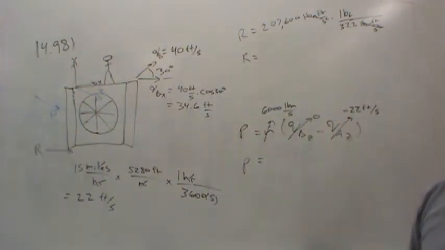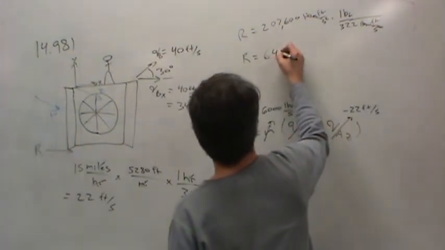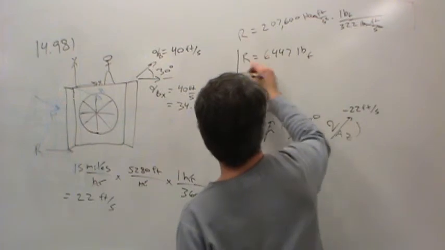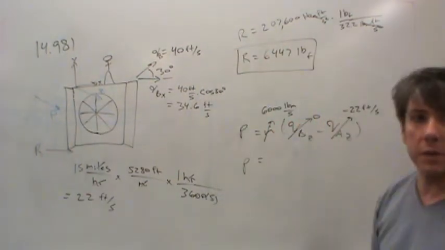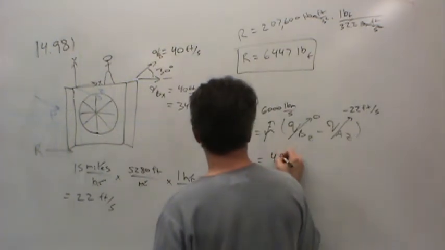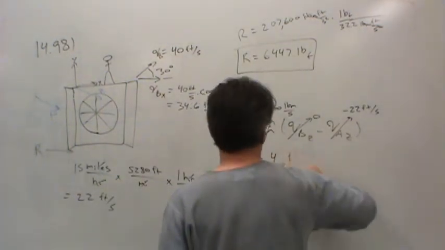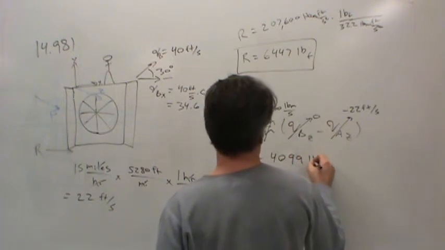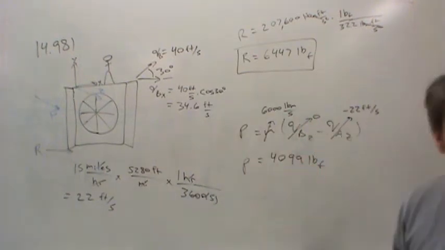So now what do you get? So whoever had the 207,600, please divide by 32.2. What is it? 6,447. It's a pretty good lateral force on the rails, isn't it? Over 3 tons. How about P? We're at 4,099 pounds force, thank you. So you went ahead and converted to pounds force, good.